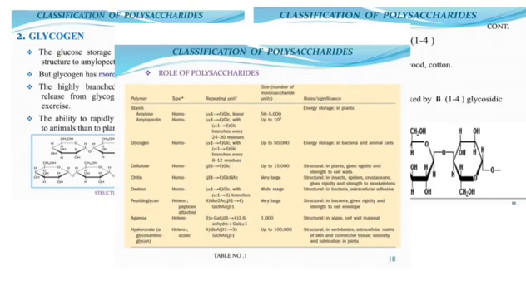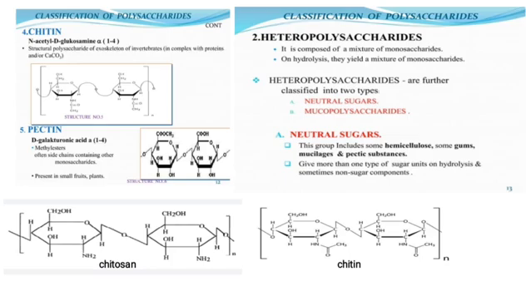Another type of homopolysaccharide is glycogen. The difference between glycogen and starch is that whereas starch is of plant origin, glycogen is found in animals. It is the storage form of glucose in animals. Both of them contain the same monomeric unit, glucose, and they are also branched. But another difference is that glycogen has more branches than starch, so that it can be easily mobilized. Take note of that.